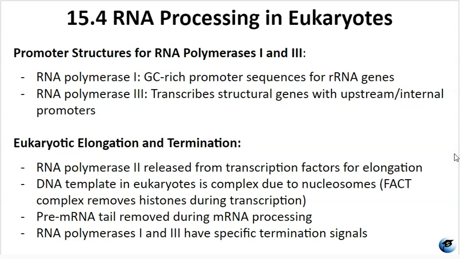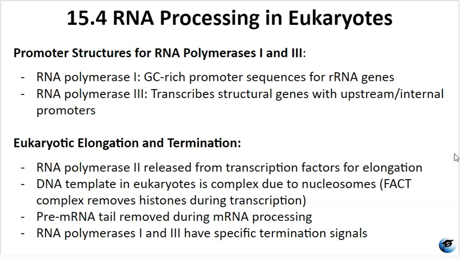Following the formation of the pre-initiation complex, the polymerase is released from the other transcription factors, allowing elongation to proceed, just like it did in prokaryotes. RNA polymerase II, responsible for transcribing the majority of eukaryotic genes, synthesizes pre-mRNA in the 5' to 3' direction, just like it did in prokaryotes.